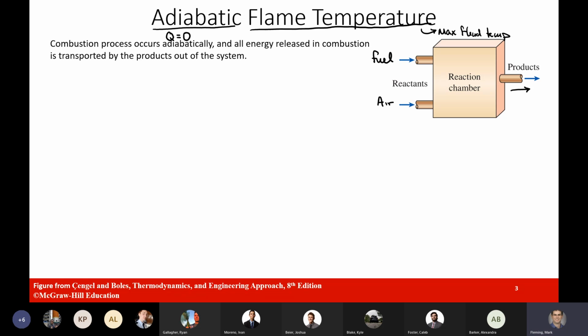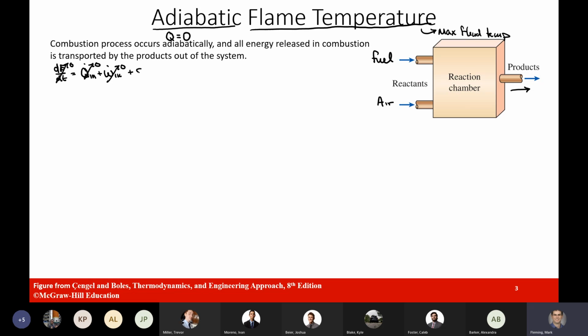So to be able to figure out what this flame temperature is, we're going to have to do an energy balance. Starting with conservation of energy, we're going to assume that it's operating at steady state. And so we have our heat transfer terms, plus we'll do work in just to switch it up today. We'll let the work in and heat transfer values go to 0 because we're assuming that it's adiabatic.